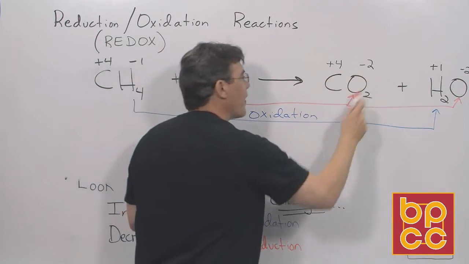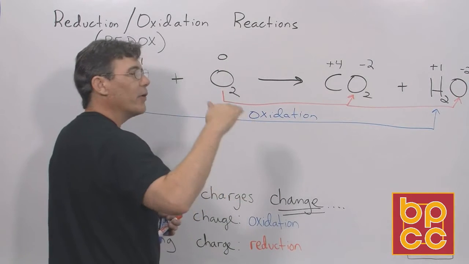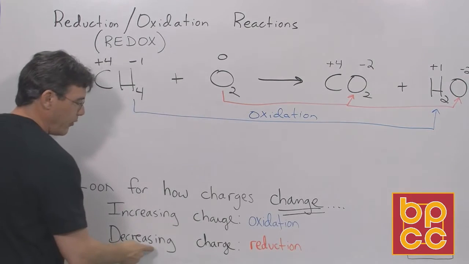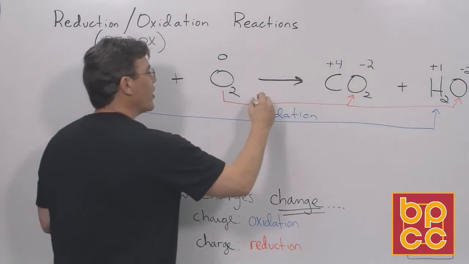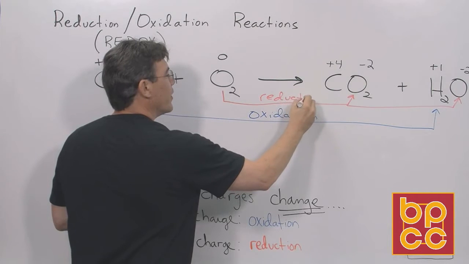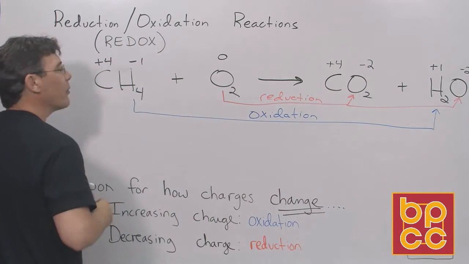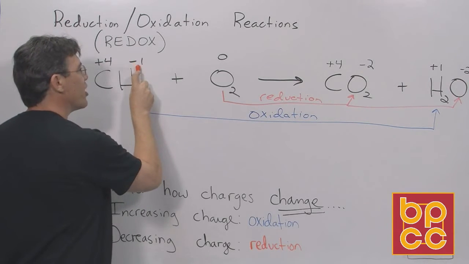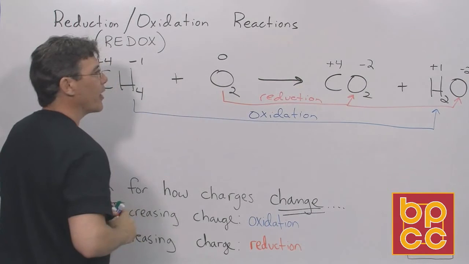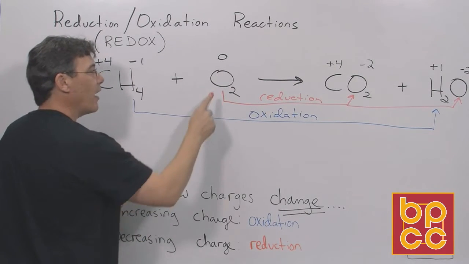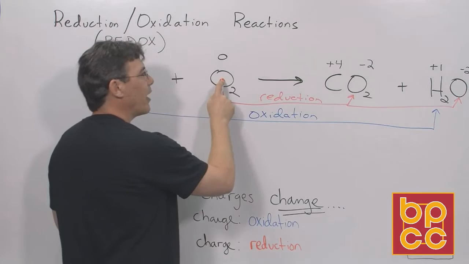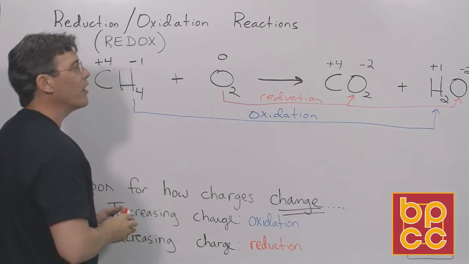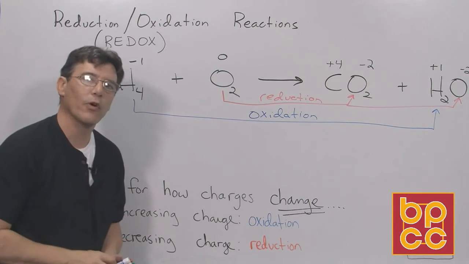So 0 to -2 on the number line would be going in what direction? Down, a decrease in charge. A decreasing charge indicates reduction. So in this reaction, the element that underwent oxidation is the hydrogen because its charge changed from -1 to +1 from reactant side to product side. And the oxygen went from 0 on the reactant side to -2 on the product side, so its charge went down, it was reduced, it underwent, in other words, reduction.